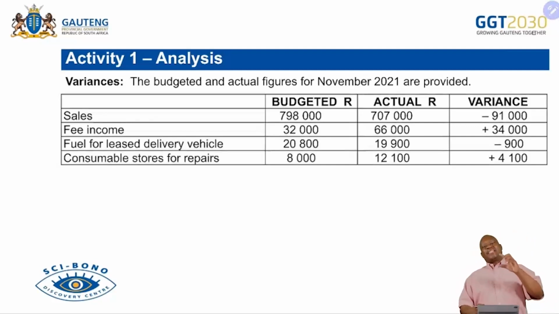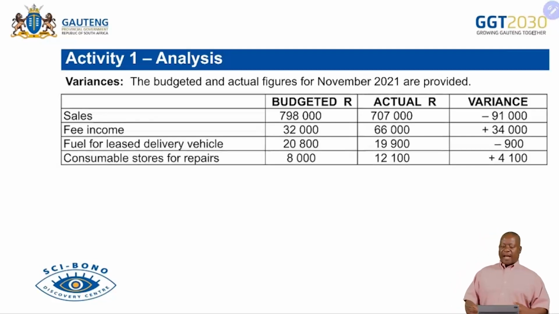Now, let's look into sales. We had budgeted 798,000 sales, but we are actually only getting 707,000. What does that mean? It means now we are losing out on sales. We are not achieving our targeted sales by 91,000. That's a negative variance.